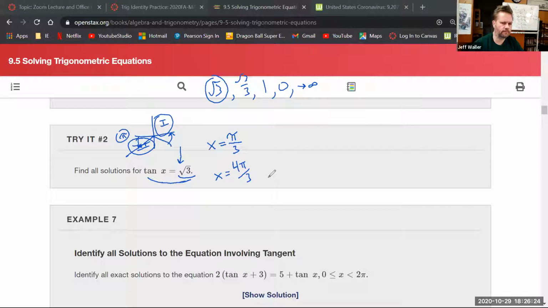Now tangent, what's tangent's period? Pi. Pi, I like it. And the reason that this is going to work is because one answer is in quadrant 1, one answer is in quadrant 3. So I only have to rotate by 1 pi. So I don't even need to write this down. I can just capture them like this. And remember, the book's going to write that.